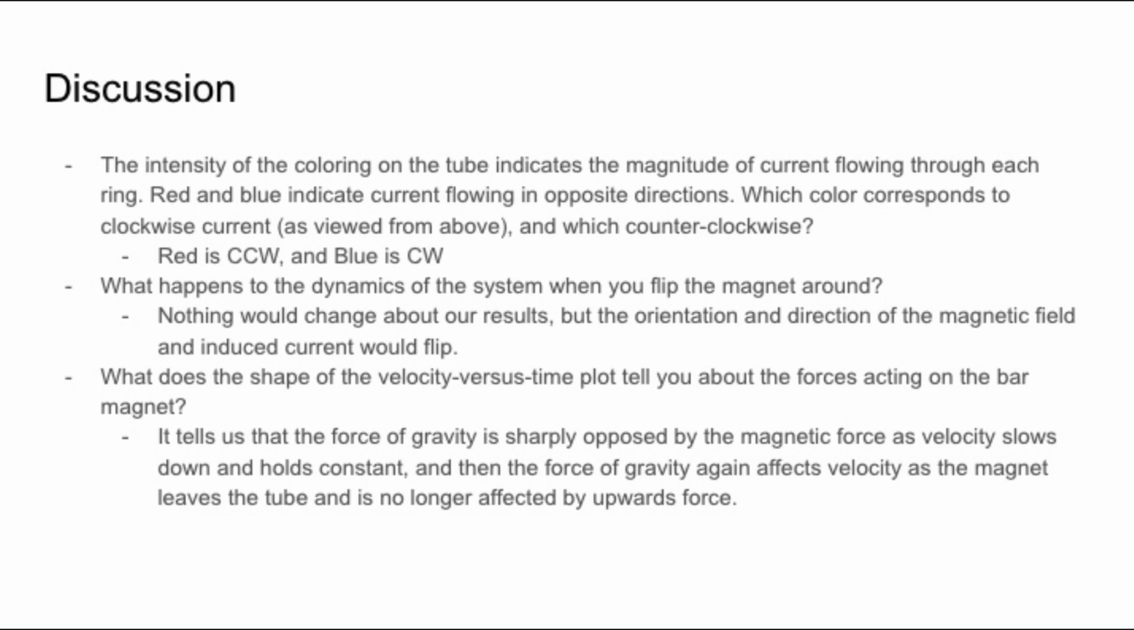What does the shape of the velocity versus time plot tell you about the forces acting on the bar magnet? Well, it tells us that the force of gravity is sharply opposed by the magnetic force as velocity slows down and holds constant. And then the force of gravity again affects velocity as the magnet leaves the tube and is no longer affected by upwards force. So it changes throughout the motion.